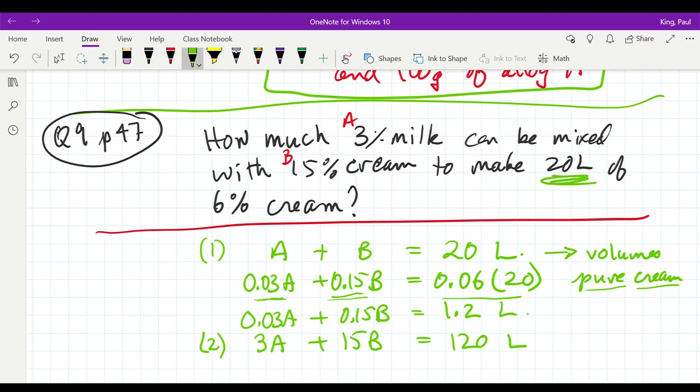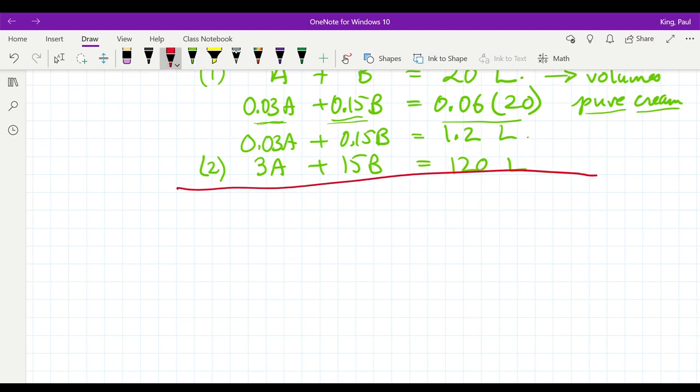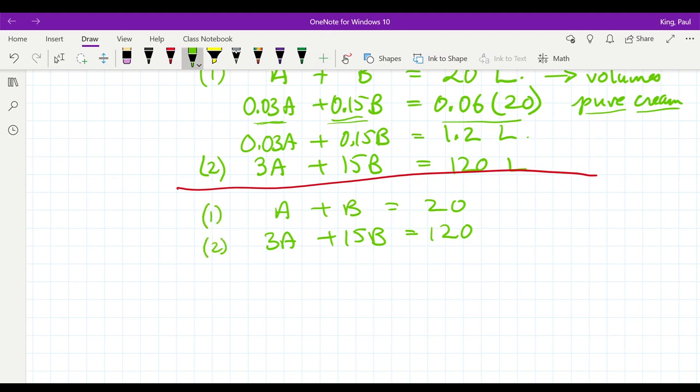So now we have a system of equations based on equations 1 and 2, and I'm just going to draw another red line and gather these two equations next to each other, right where we can see them. We're saying A plus B is 20. We're saying that 3A plus 15B is 120. We're calling that equation 1, and this equation 2.